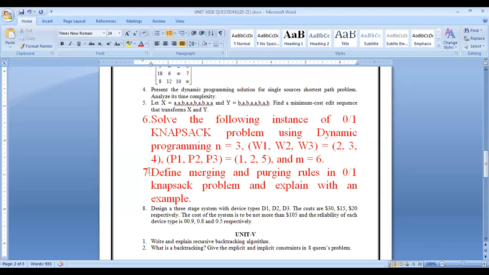Now see the seventh question. Define merging and purging rules in 0 by 1 knapsack problem and explain with an example. That is, these rules you can consider and apply in the dynamic knapsack problem. Okay, these are the questions asked in the previous exam question papers relating to our topic, the knapsack problem.